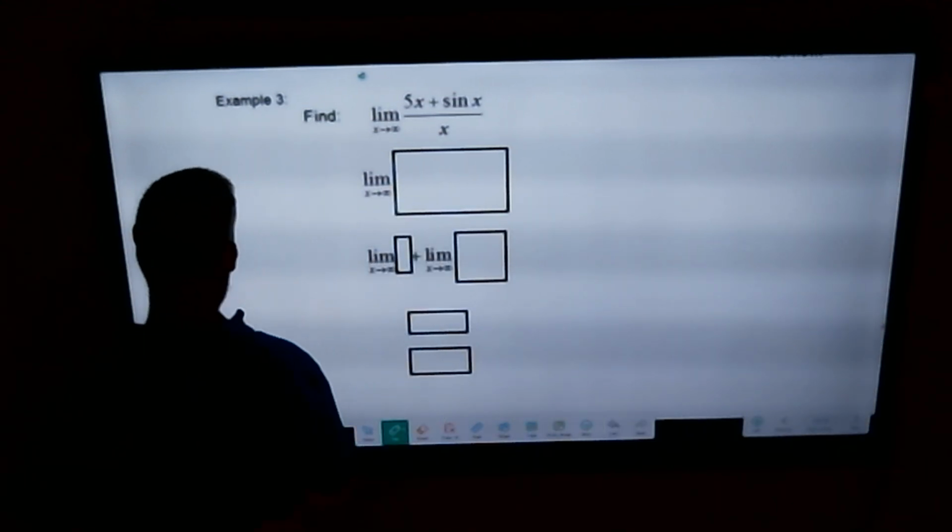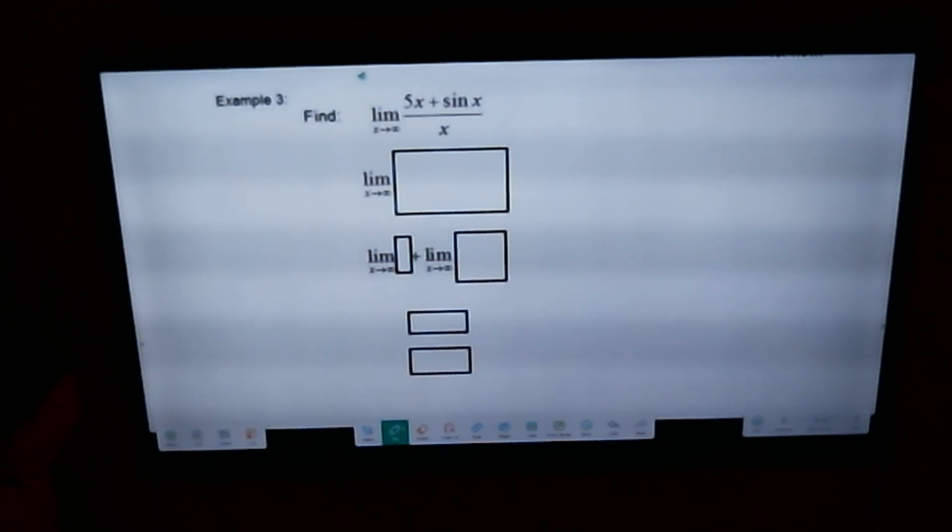All right, let's look at this one. We're going to solve this intuitively, okay? So find the limit as x approaches infinity of (5x + sin x) over x.